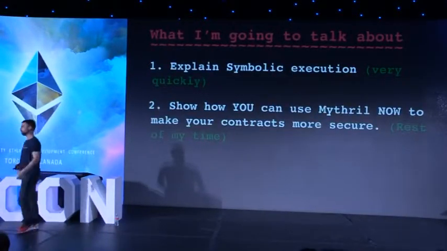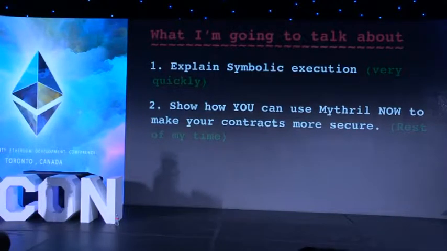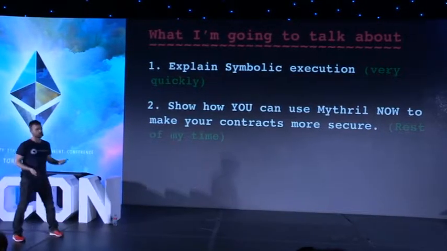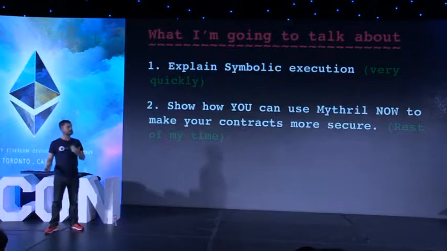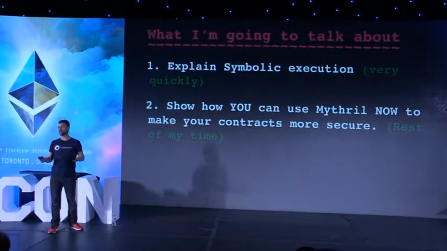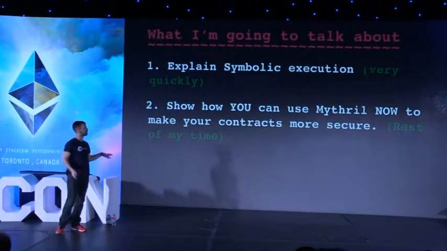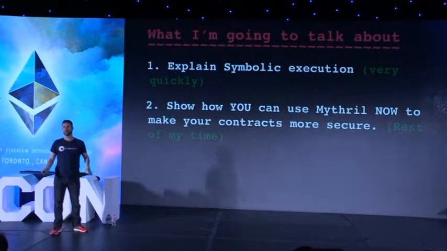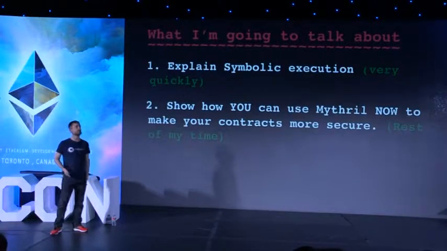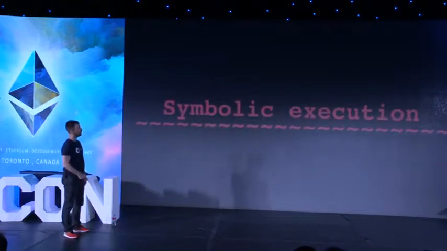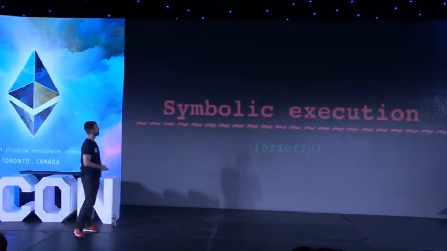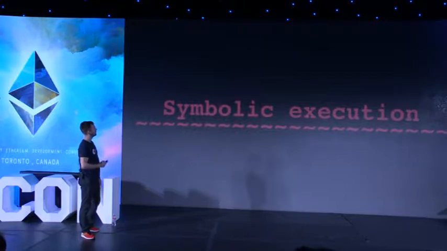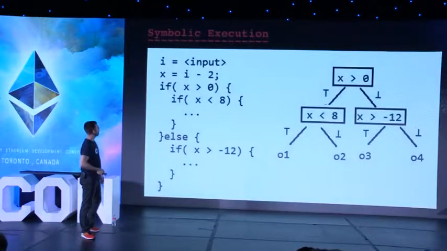So what I'm going to talk about, I'm going to talk about very briefly symbolic execution as a static analysis technique. We talked about that a lot yesterday, so I will not go into that in too much detail. And then I'm just going to burn the rest of my time showing examples of how you can make use of it. So first of all, symbolic execution, what is it in brief?